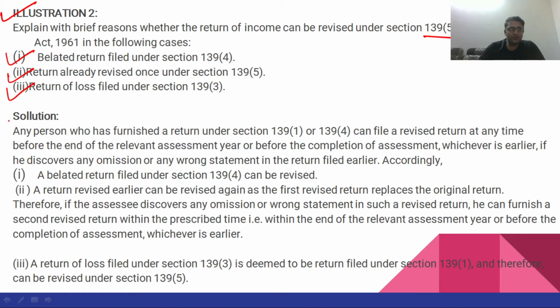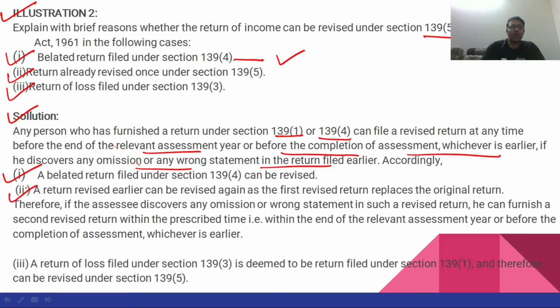So let's have a look. Solution: any person who has filed a return under section 139(1) or 139(4) can file a revised return at any time before the end of the relevant assessment year or before the completion of assessment, whichever is earlier, if he discovers any omission or any wrong statement in the return filed earlier. So a person who has filed an original return under section 139(1) in time, or a belated return under section 139(4), can file a revised return under section 139(5) before the end of the relevant assessment year or before the completion of assessment, whichever is earlier, if he finds any error or omission or wrong statement in the return filed earlier. Accordingly, a belated return under section 139(4) can be revised. Okay, so this can be revised.